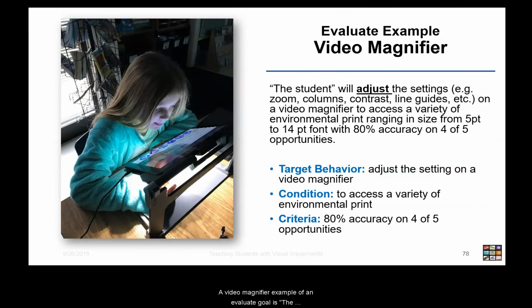A video magnifier example of an evaluate goal is the student will adjust the settings, for example, zoom, columns, contrast, line guides, etc., on a video magnifier to access a variety of environmental print ranging in size from 5-point to 14-point font with 80% accuracy on 4 of 5 opportunities.